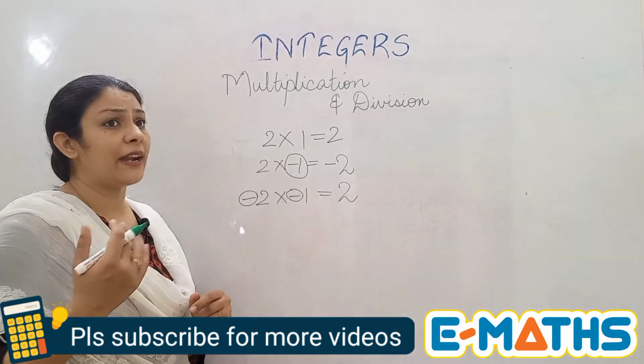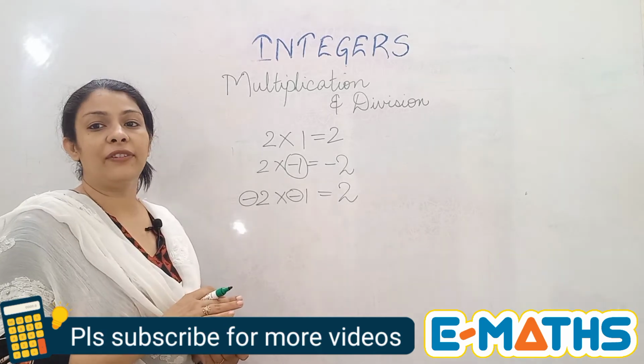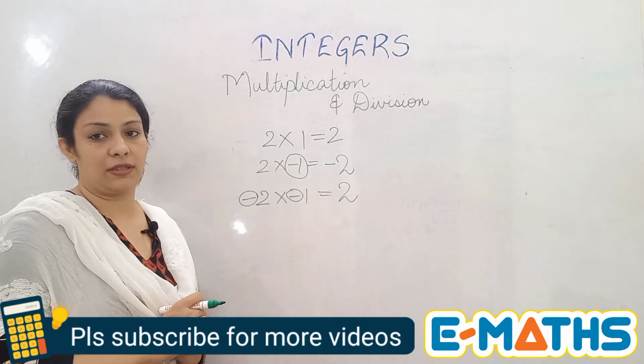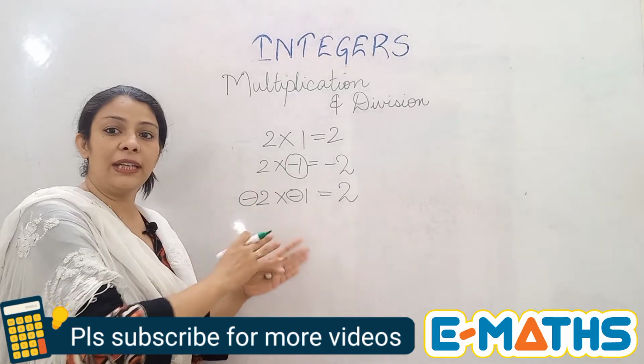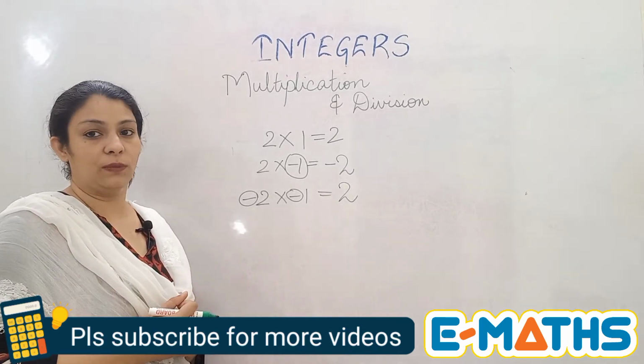Just don't think that in addition when we have 2 minus signs, we write a minus sign. It's a completely different case in multiplication and division. So if you have understood dealing with the signs in multiplication, the same is to be followed in division also.